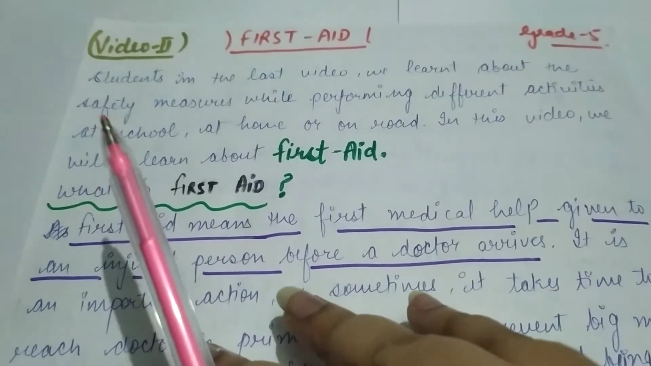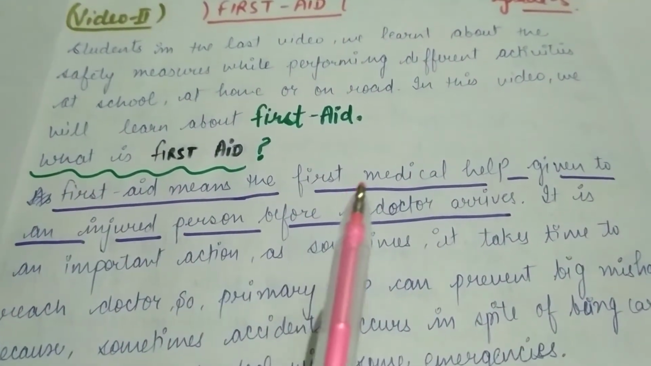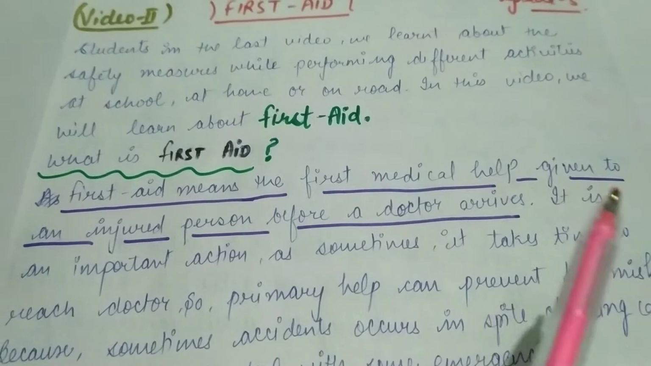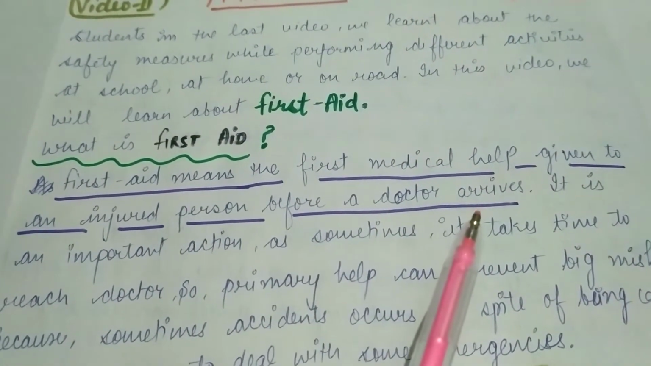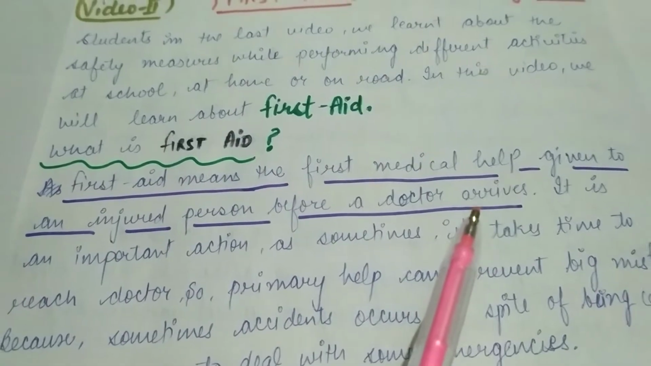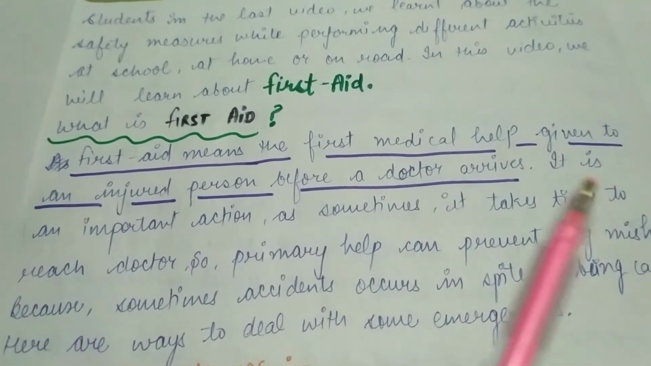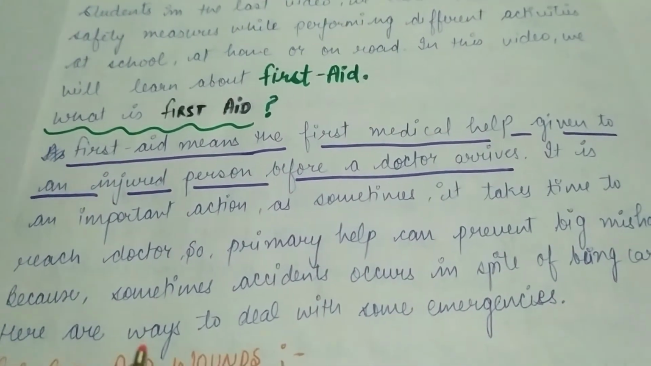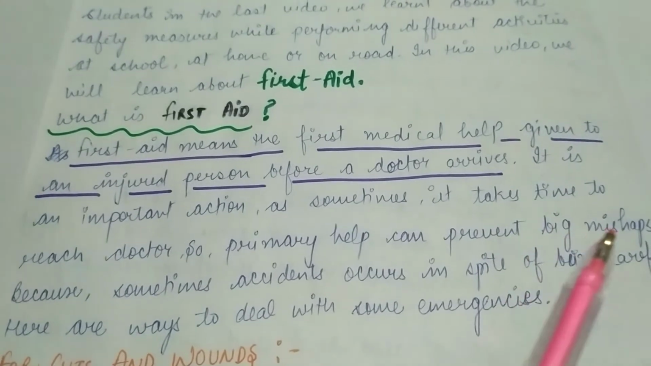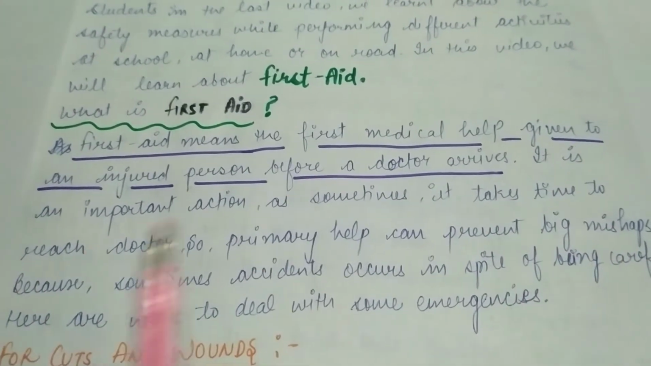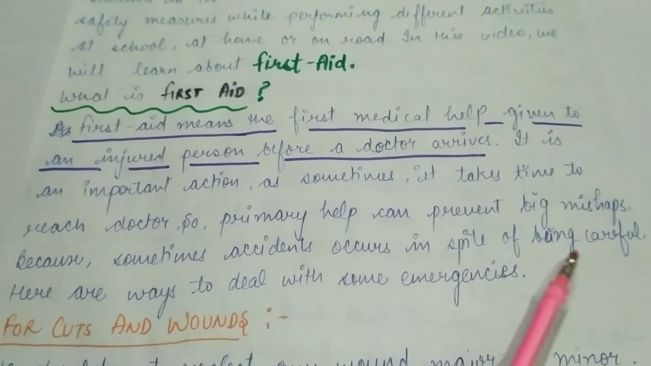Now, what is first aid? First aid means the first medical help given to an injured person before a doctor arrives. It is an important action as sometimes it takes time to reach the doctor. So, primary help can prevent big mishaps because sometimes accidents occur in spite of being careful also.